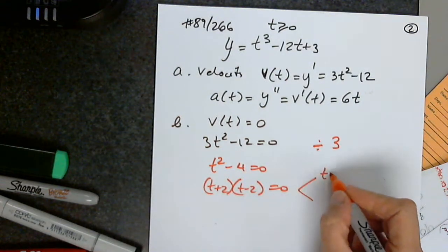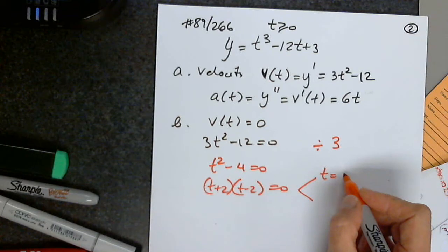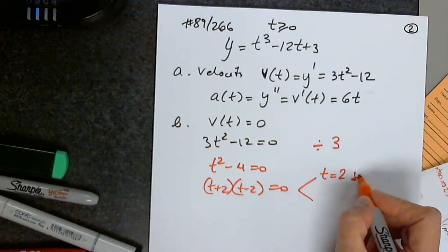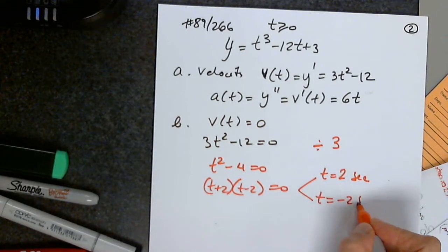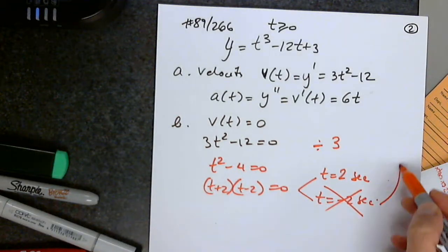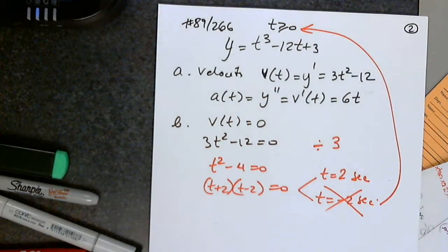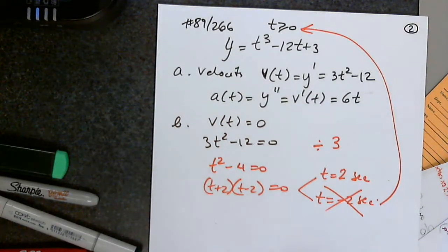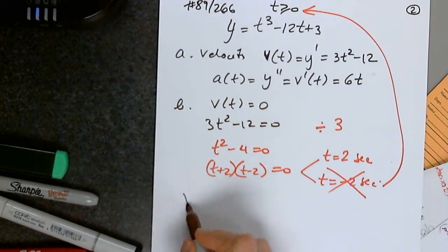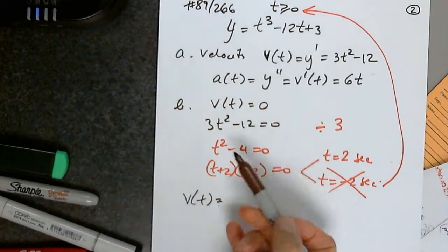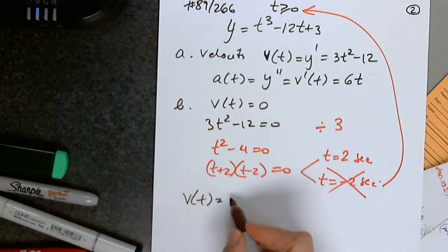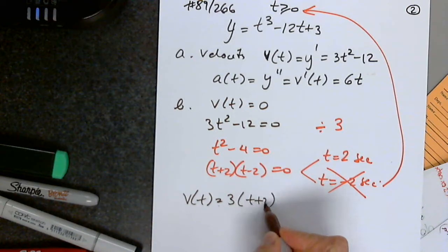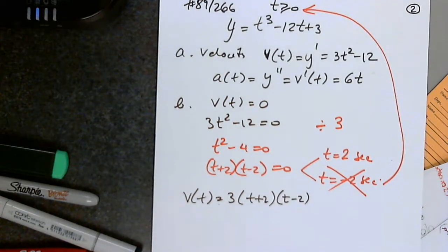So I have two options. t equals 2 seconds and t equals negative 2 seconds, which cannot be accepted because of this. Good. So now I will study the sign of the velocity function. Remember the velocity now. Now I have to keep the 3 in there. 3 is part of the velocity. 3, t plus 2, t minus 2.